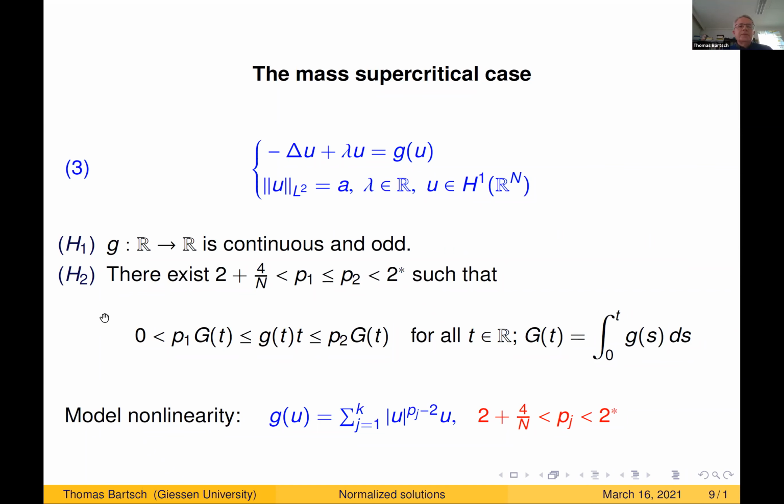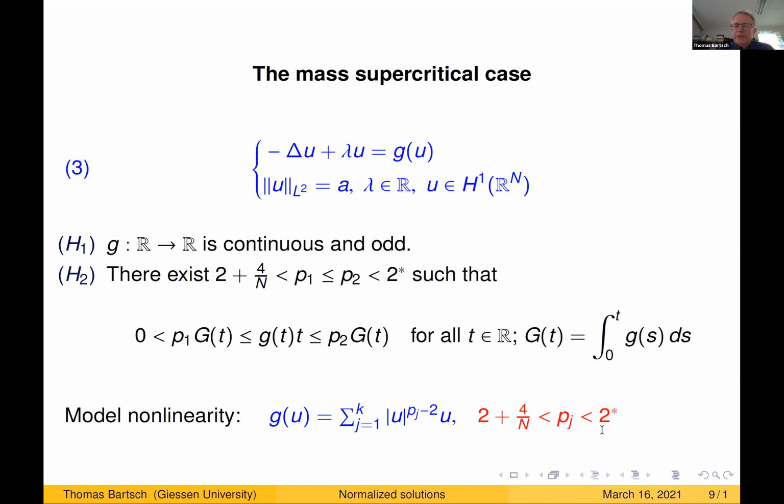Then there was a first result, which is already now more than 20 years old, under these two conditions. Namely, you take just a continuous odd function g, and it grows like this. You can control the growth of little g in this way, and this contains the case of this model nonlinearity. Now all exponents are Mass supercritical, but Sobolev subcritical.